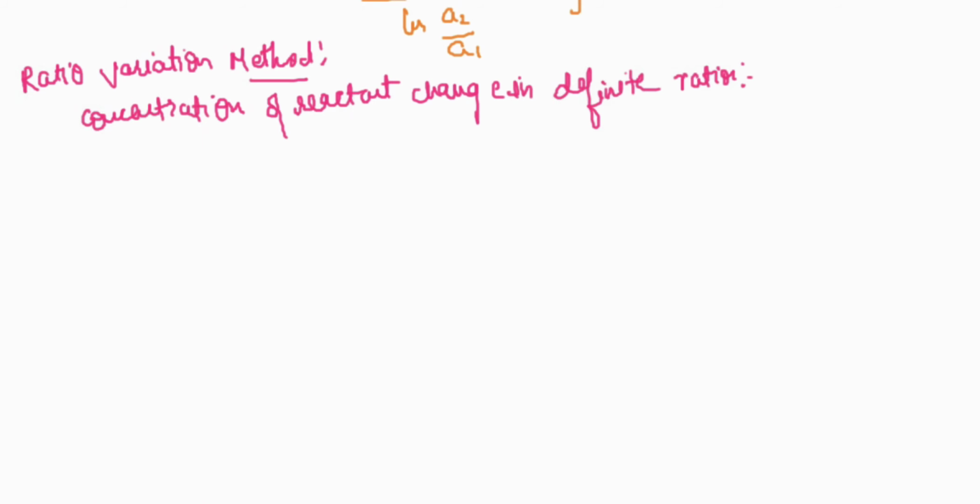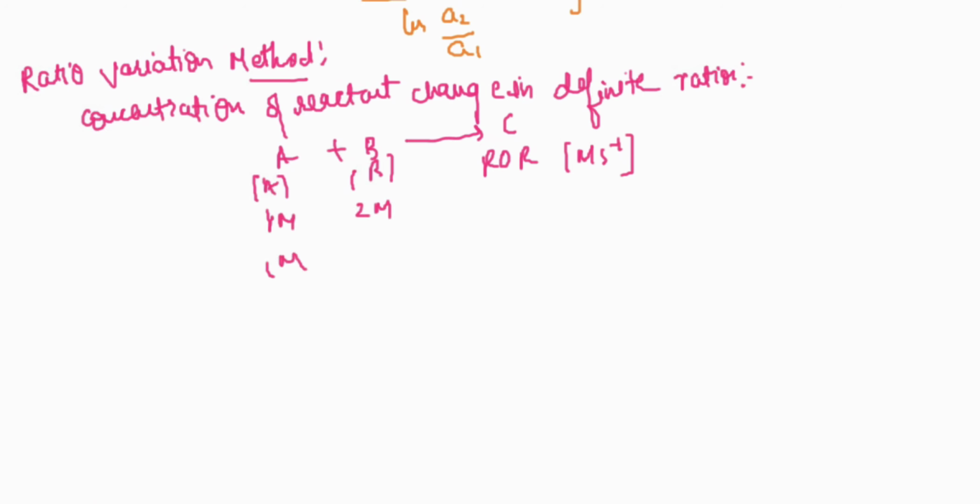Let's say A plus B gives C, and we take the concentrations of A and B and the rate of the reaction in molar per second. Let's say A is 1 molar, 1 molar, 2 molar and 2 molar, and B is 2 molar, 4 molar, 4 molar and 4 molar. Then the rates come out to be 4 into 10 to the power minus 4, 8 into 10 to the power minus 4, and 8 into 10 to the power minus 4. Let's say these are the rates and these are the concentrations.